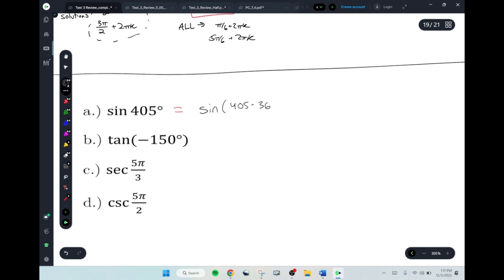Sine of 405 minus 360, which is the sine of 45, which is root 2 over 2.